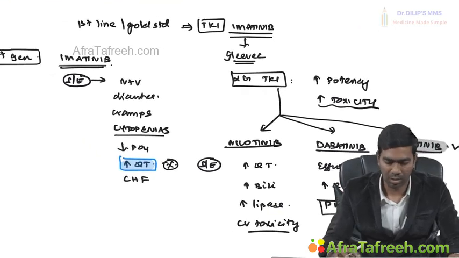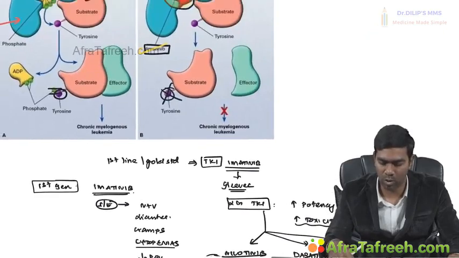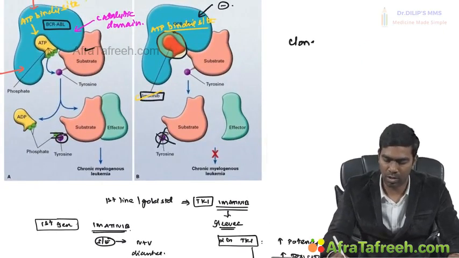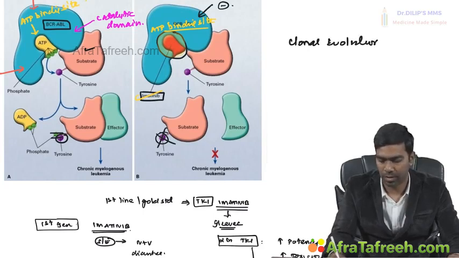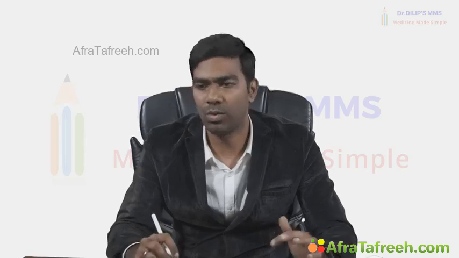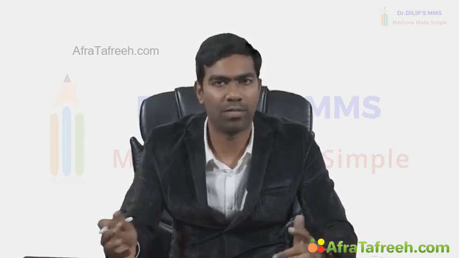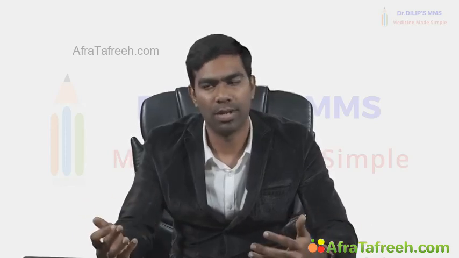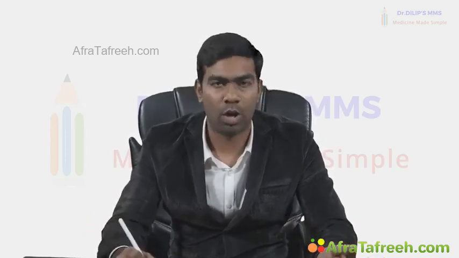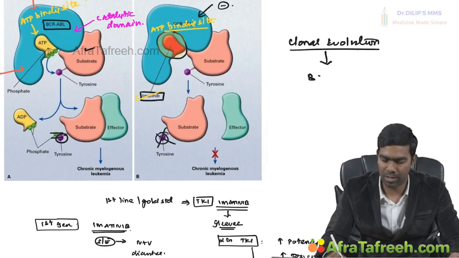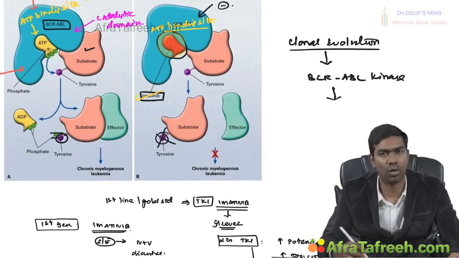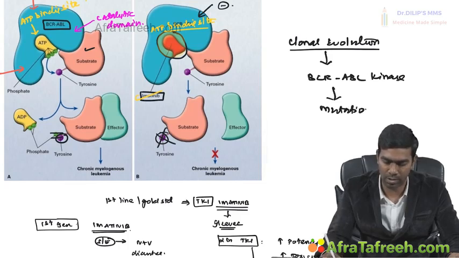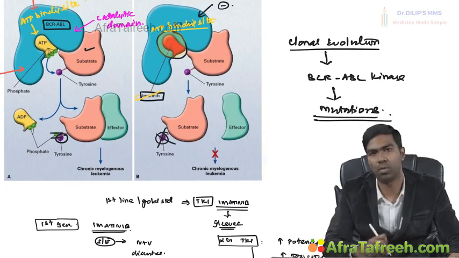So then there is something called resistance. Over time, as I told you, all cancers go through something called clonal evolution, which means new mutations might appear in the same protein or different proteins, the same gene or a different gene. That is what we call clonal evolution. Because of clonal evolution of these leukemic cells, the affected WBCs, the BCR-ABL protein, the BCR-ABL kinase, also goes through clonal evolution, and they also go for mutations.